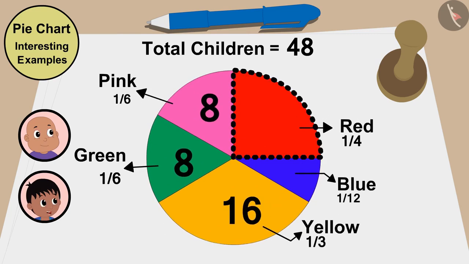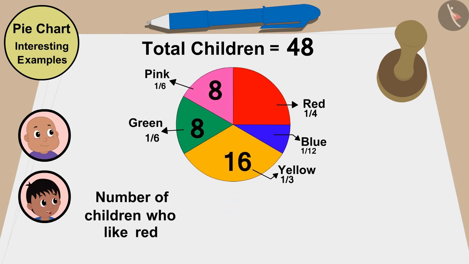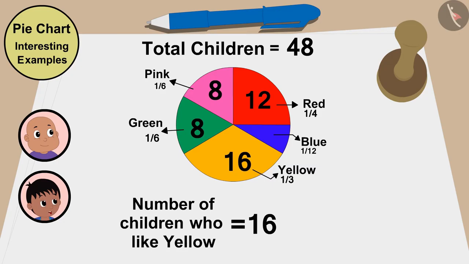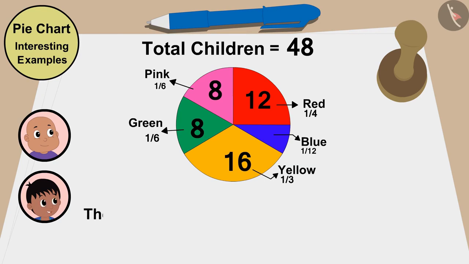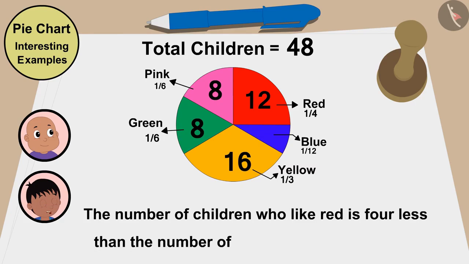Bablu, the share of children who like red is also quite large, but it is a little smaller than the share of children who like yellow. Let's find out the number of children who like red more than yellow. The number of children who like red will be 48 times 1/4, or 48 divided by 4, which is 12 children. Yellow color is liked by 16 children. This means that the number of children who like red is 4 less than the number of children who like yellow.